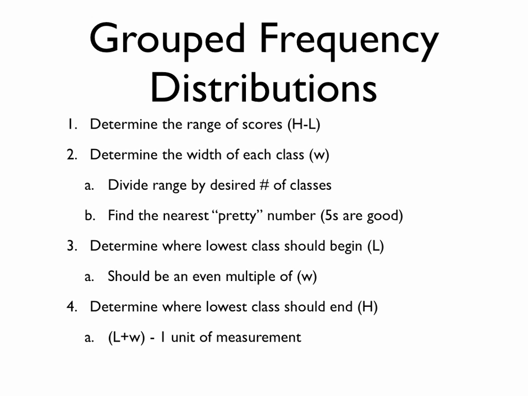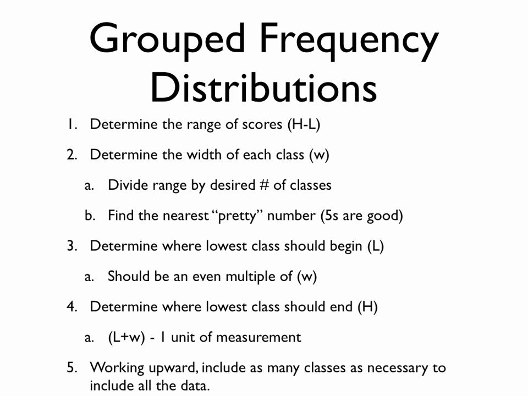Then you also should determine where the lowest class should end. So this is the higher end of the interval range. So you do this by adding the lowest, where the lowest part of the class should begin, so L plus W, the width of the class, and then minus 1 unit of measurement. And then you work upwards to include as many classes as necessary to include all the data. So we'll go through an example now.